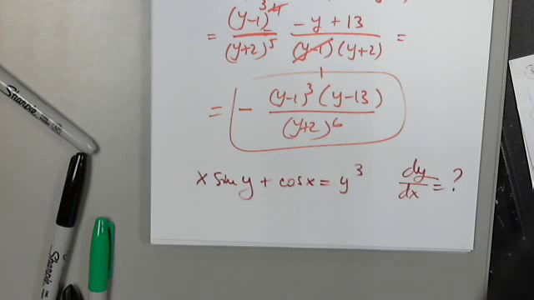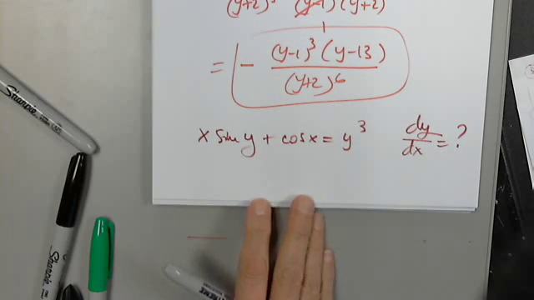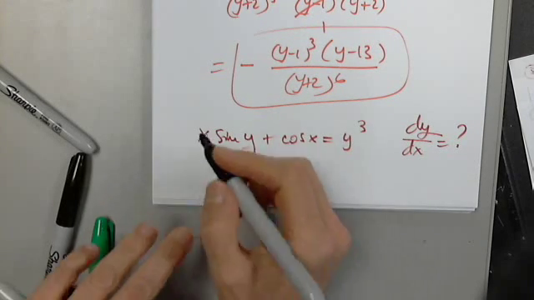So, let's work on this for a minute. How do we determine dy over dx? What do we have to do? How do we find dy over dx? Anyone? Implicit differentiation. There is no other way.